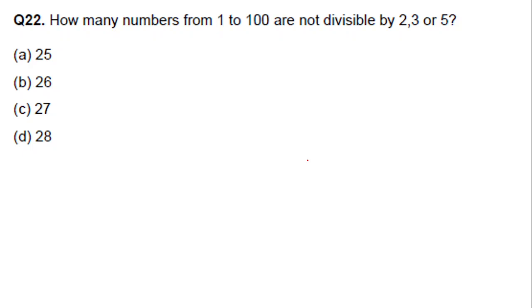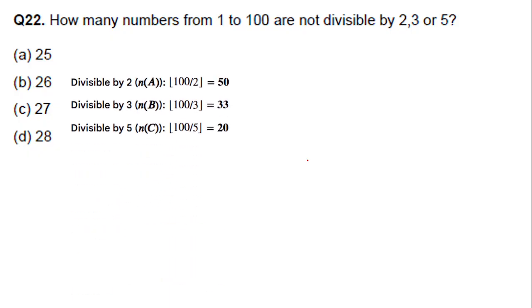How many numbers from 1 to 100 are not divisible by 2, 3 or 5? Okay, so how do we solve this question? Let us go step by step. The first step is to understand how many numbers are divisible by 2, 3 and 5 individually.